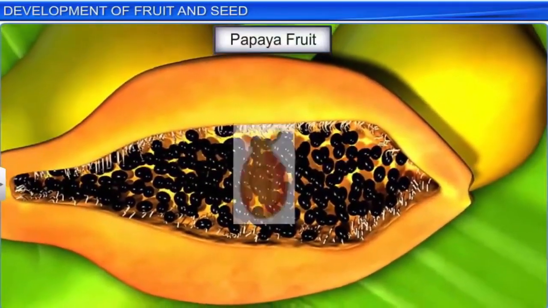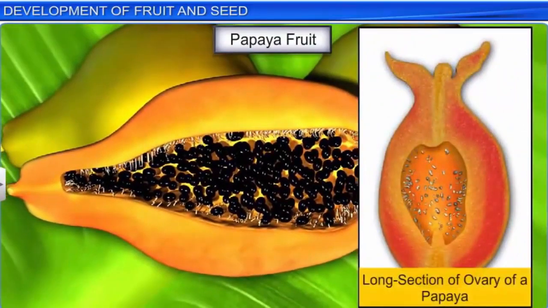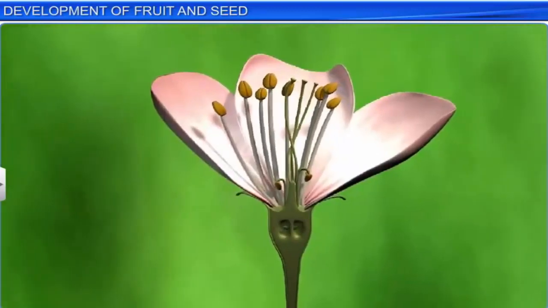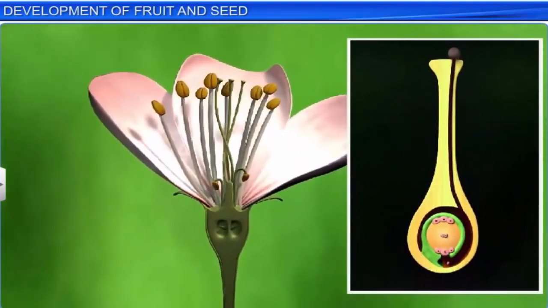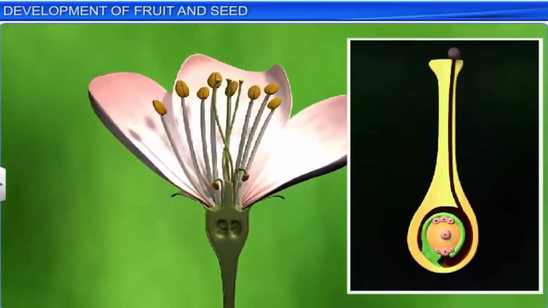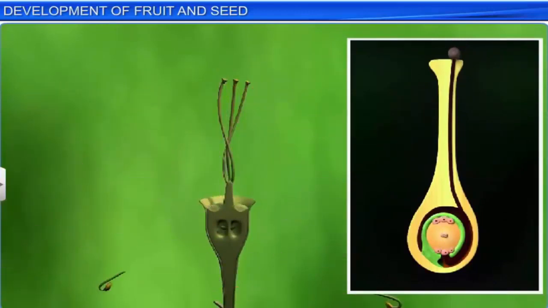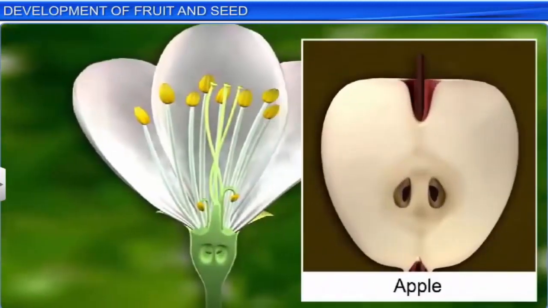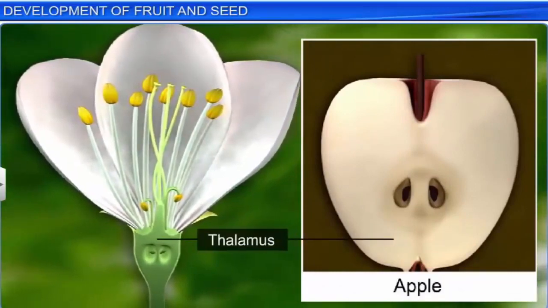Fruit, the final product of sexual reproduction, develops from an ovary post-fertilization. Incidentally, in most cases, fertilization and the development of fruit triggers the withering of other parts of the flower, including the sepals, petals, and stamens. However, in some cases like apple, floral parts such as the thalamus become a part of the fruit. Such fruit in which other parts of the flower besides the ovary are involved in the formation of the fruit are called false fruit.